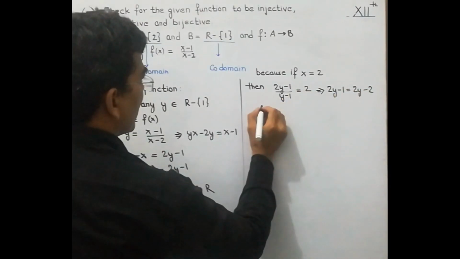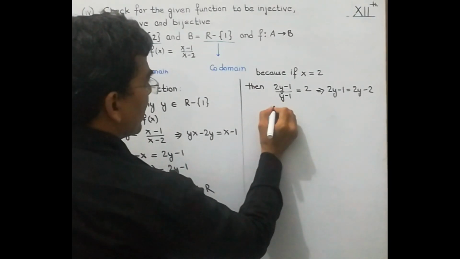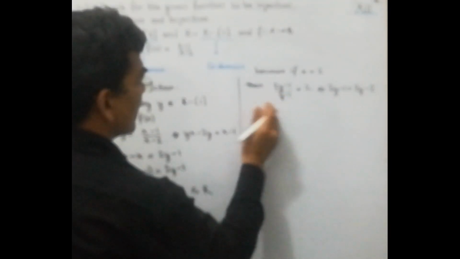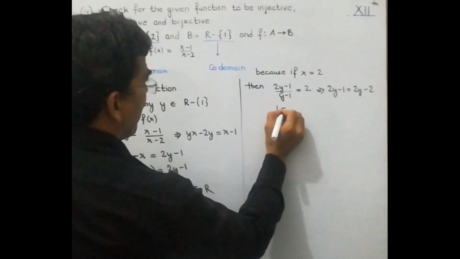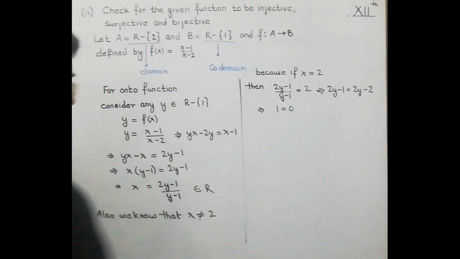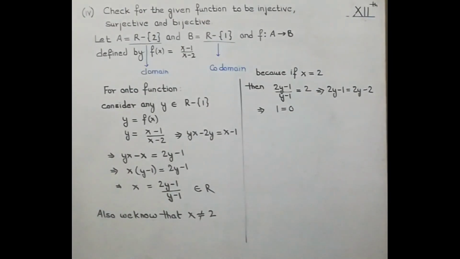The 2y terms will cancel, so you are getting 0 is equal to 1. So finally you will be getting this result: 1 is equal to 0, which is not possible.